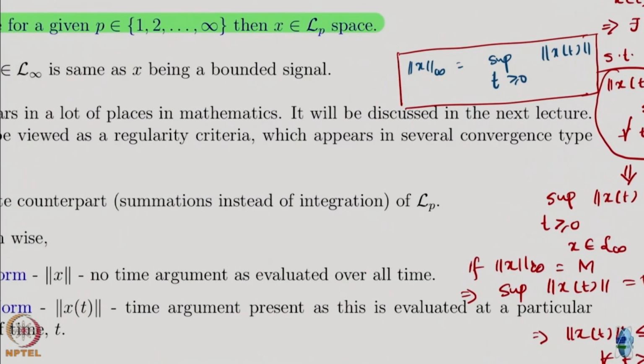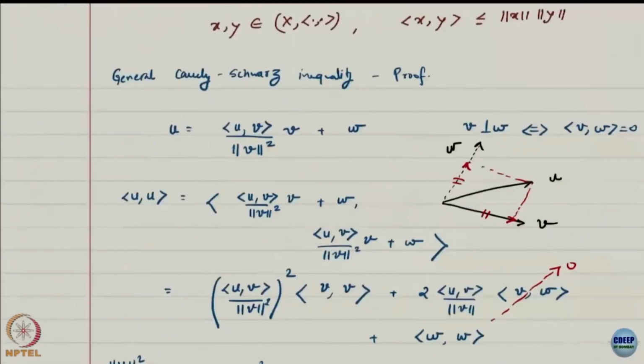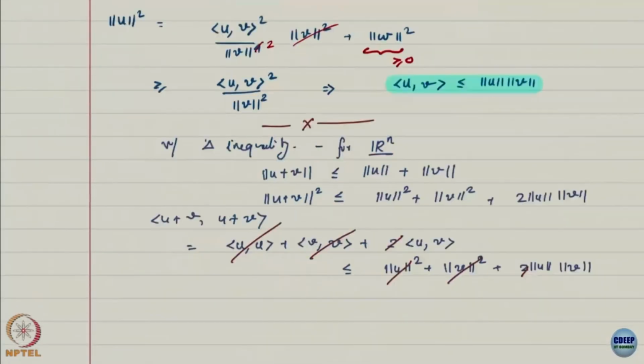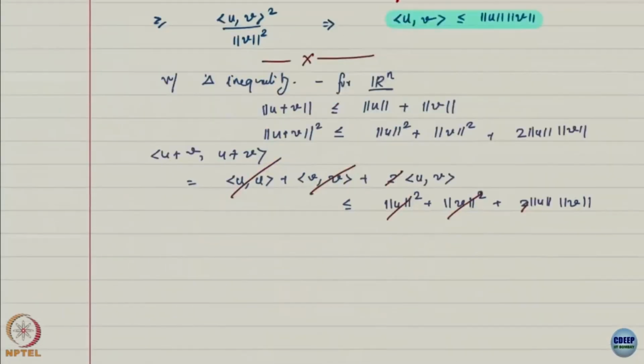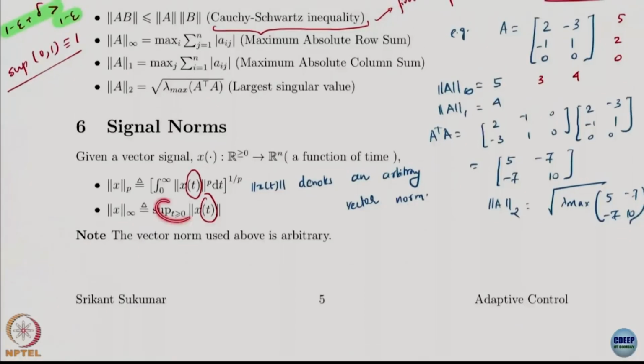Whenever there is no time argument, notice that it is because I integrated or I took the supremum, so the time argument has vanished. Therefore, on the left hand side, you never see any time argument. Whenever I am computing a signal norm, there is no time argument. So it is important, notation wise, to remember this.